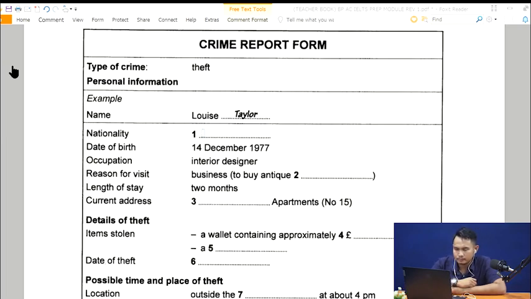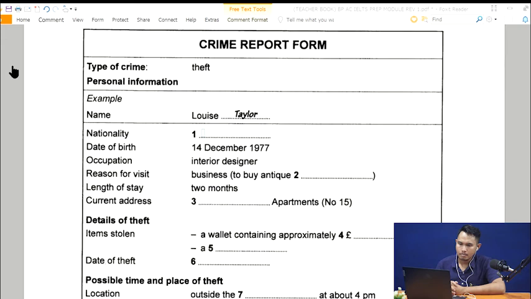Good morning. What can I do for you? I want to report a theft. I had some things stolen out of my bag yesterday. I'm sorry to hear that. Right, so I'll need to take a few details. Can I start with your name? Louise Taylor. The woman's name is Louise Taylor. So Taylor has been written in the space.